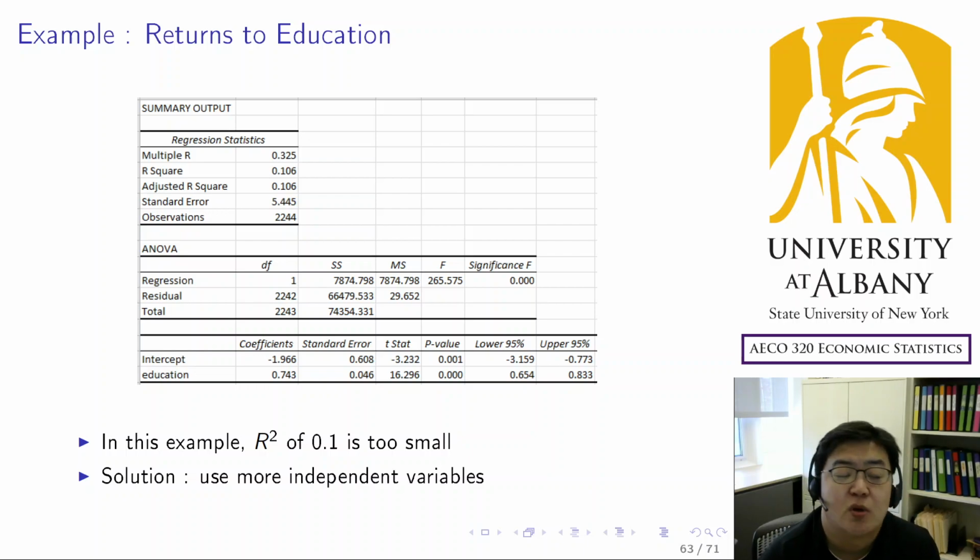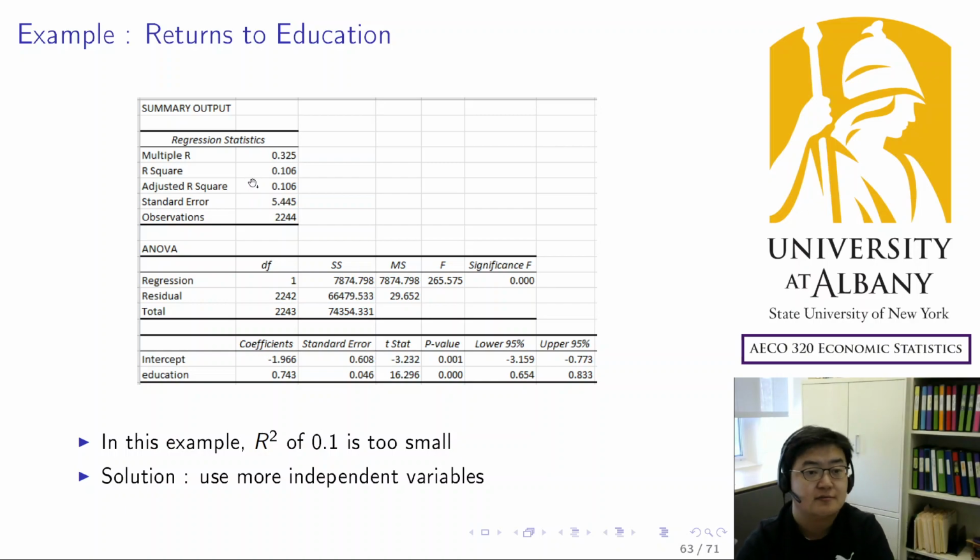Hello. So we learned in the previous video what R-square is. R-square captures the strength of the linear relationship, or how well your regression model can explain the data. However, back to our example of returns to education, now the R-square is only 0.1. It explains only 10% of the variation in the dependent variable.